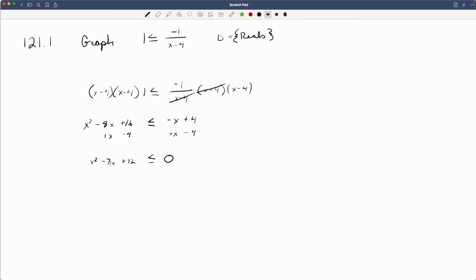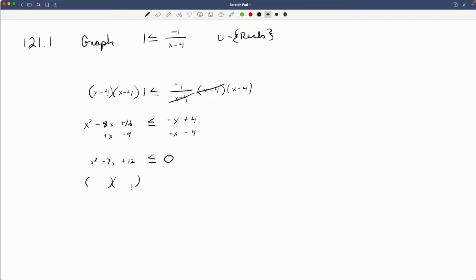Now we're going to factor this, and from here, it's the same as we've done before. From this point on, it is the same problems that we learned previously about factoring and looking at the inequality sign to see if it should be a positive number or a negative number. So we're going to just factor it.